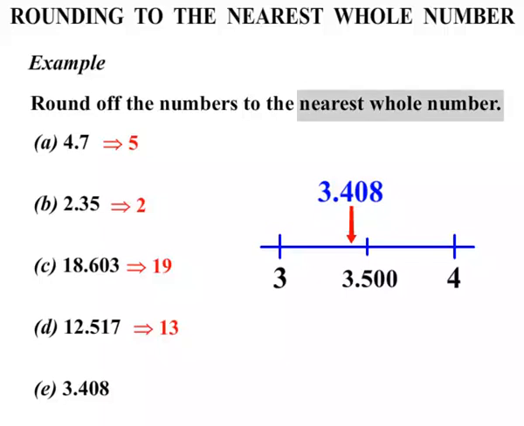So rounding off to the nearest whole number, is it closer to 3 or 4? Well, it's closer to 3. So let's round our number to 3.